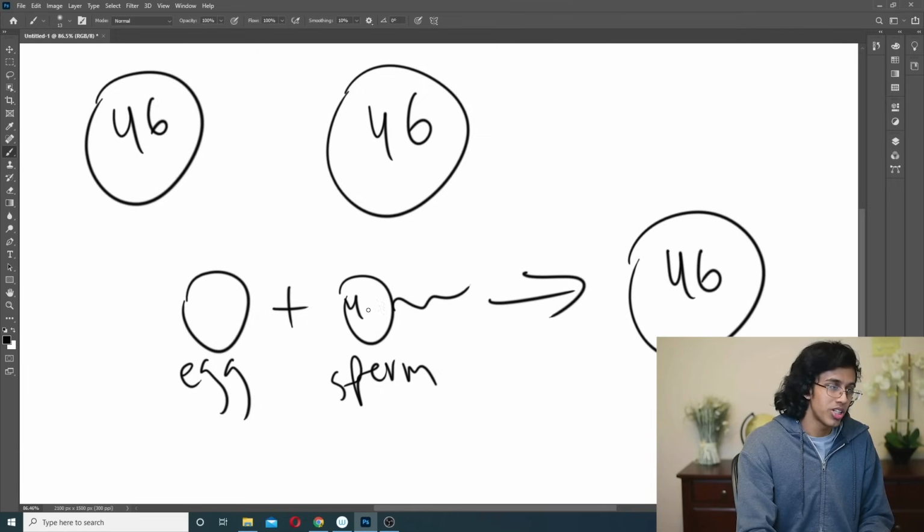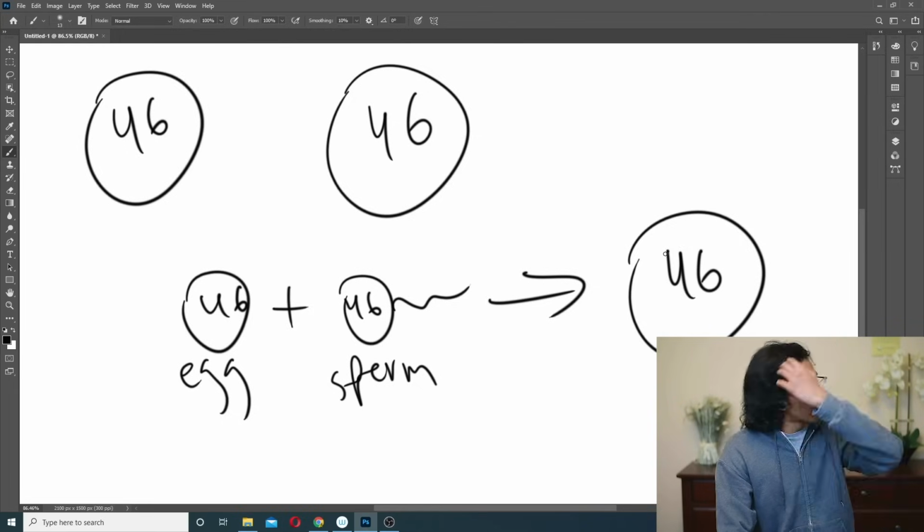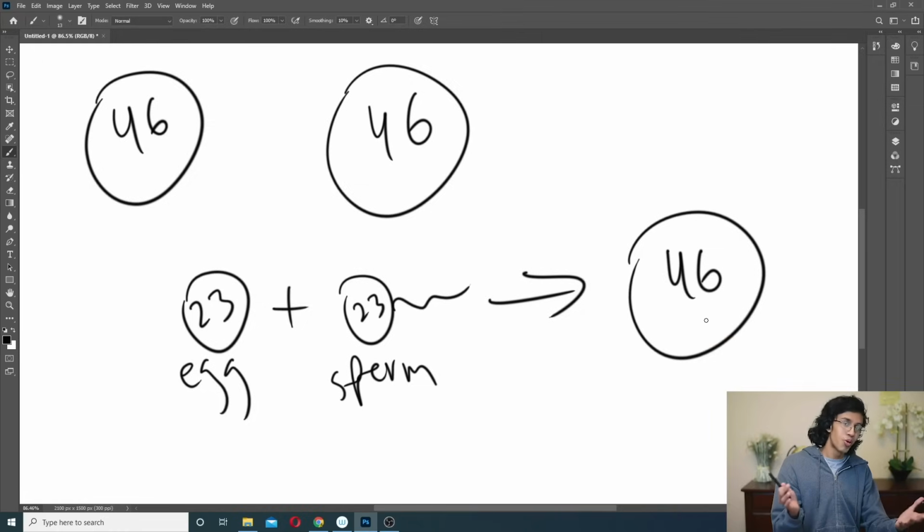So if you have 46 in the sperm and 46 in the egg and they come together and you make 46... wait, no, that's not how addition works. 46 plus 46 is not equal to 46. So clearly something is wrong here. Somehow we need to make it so that the egg and the sperm have 23 chromosomes. Otherwise you're going to literally have 92 chromosomes, which is not right.